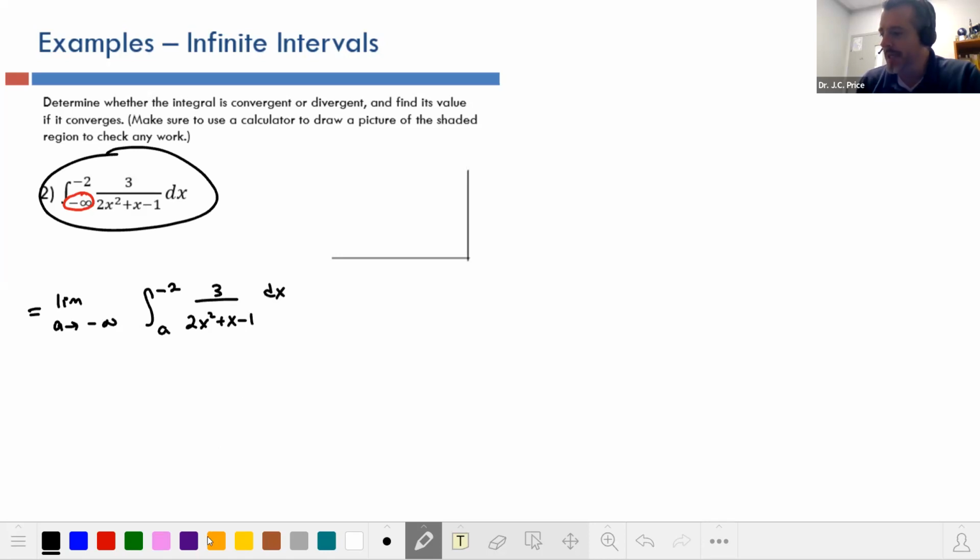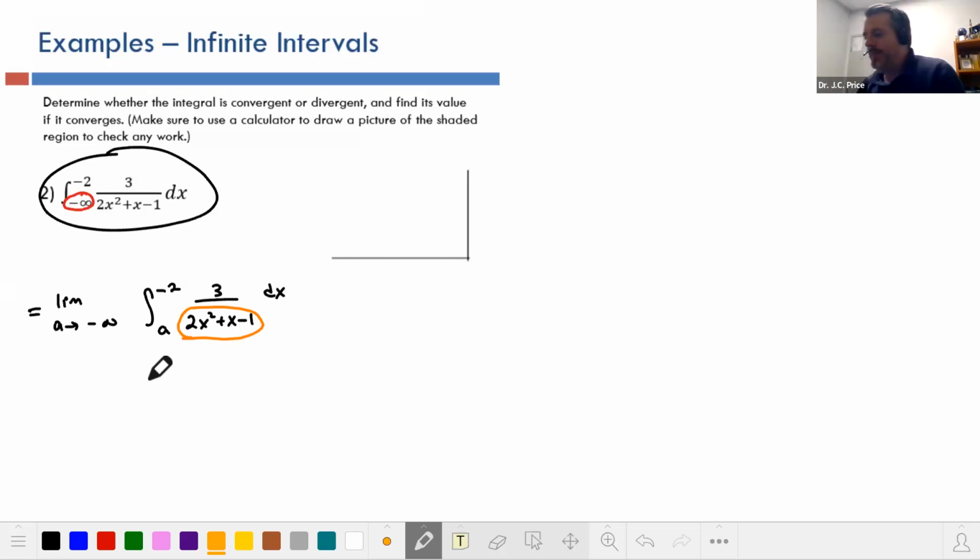Of course, I am making an assumption here that this denominator is actually defined. It's not equal to 0 between my limits of integration. So that's just assumed. If it was undefined, then we're in trouble. We'd have a double type of improper integral. And so now, how am I going to integrate this?